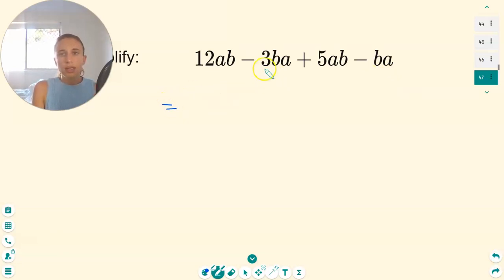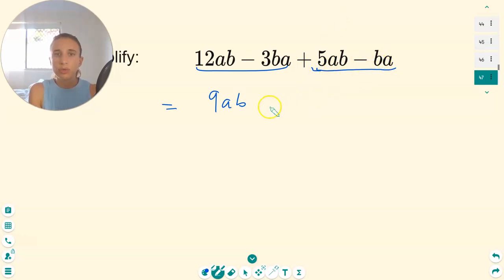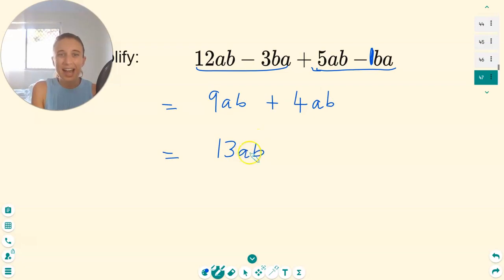Okay, let's go. So 12 take 3: 12, 11, 10, 9. Yes, I used my fingers. So 9ab, let's just condense it a bit. And let's condense that bit. Positive 5 take 1, 5 take 1 is 4. And remember there's an invisible 1 here, which is important. So 5 take 1 is 4. You can call it ab or ba. And 9 plus 4 is 13ab. Remember, invisible 1s, and the order doesn't matter. ab and ba are like terms.